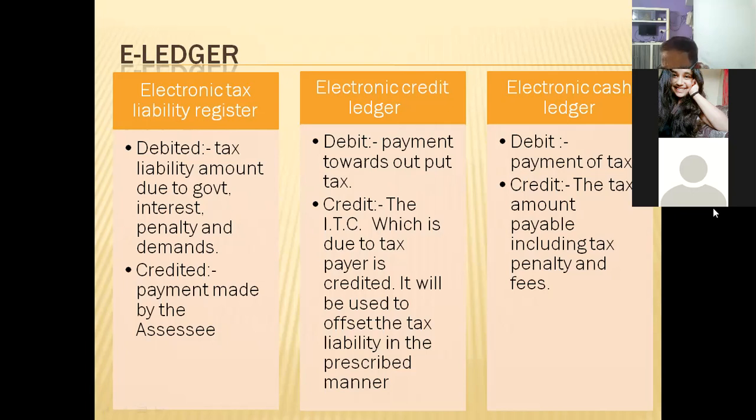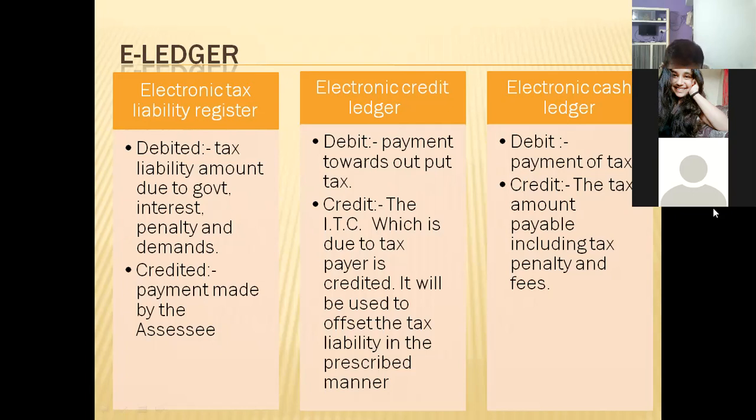So these three ledgers are predefined in the GST portal. The taxpayer or registered dealer does not maintain them. They will be there by default and displayed as three different types of ledgers here. One is the electronic tax liability ledger, the electronic credit ledger, and the electronic cash ledger.